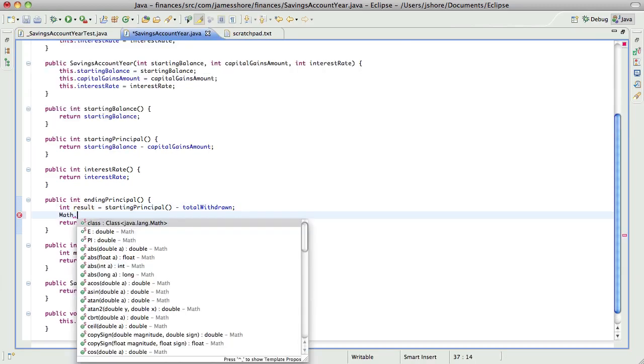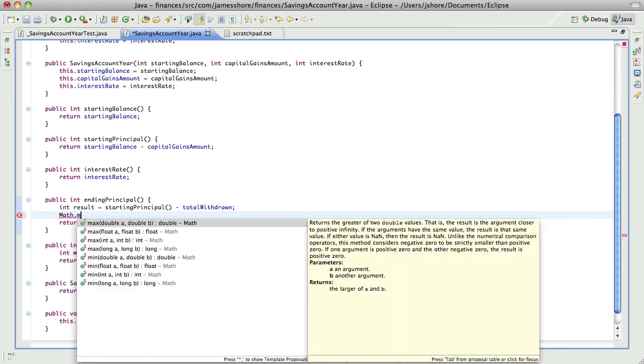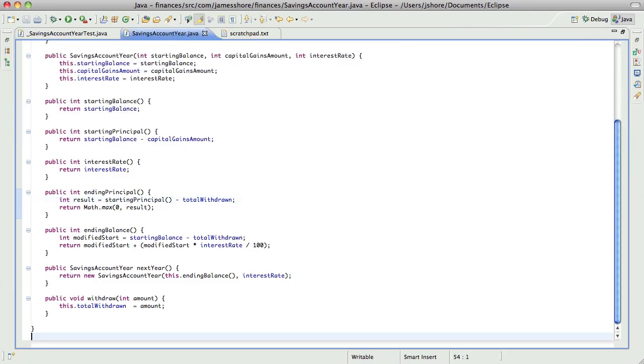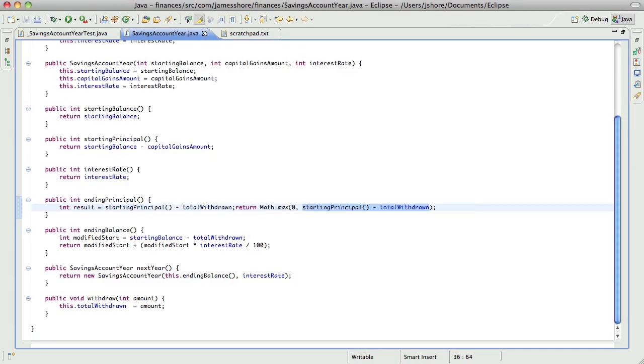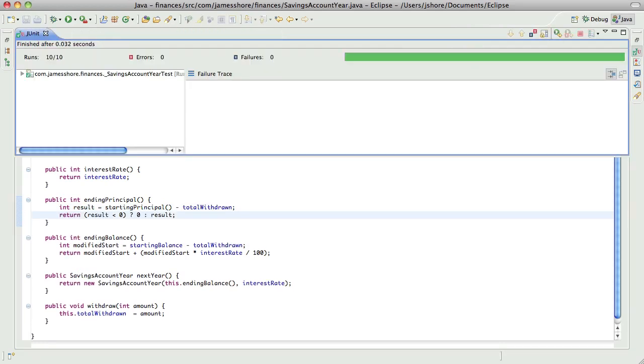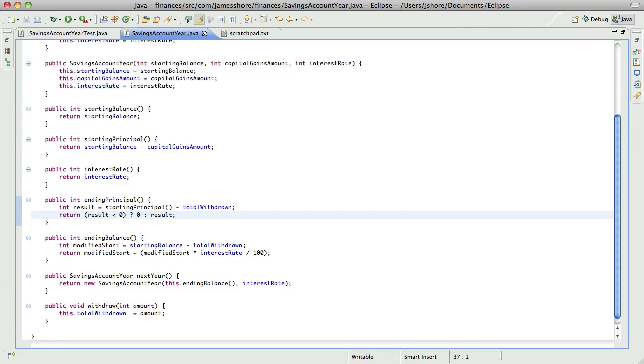What are we doing that? Floor. No, min. Greater of 2 double values. Does that read more clearly? Well, it does if you're used to spreadsheets and they use the max function all the time. And it would allow me to do this. You know what? I don't actually think that reads more clearly. Yeah, it's a wash. We'll call that good for now.